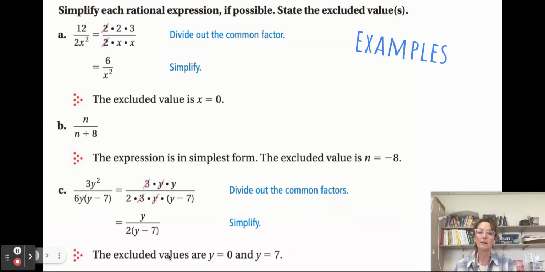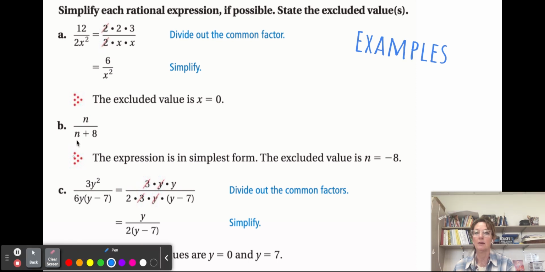Okay, so the example from the textbook, they're saying to break it up. I probably won't show my examples like this. I would say, oh, that goes into 12. When you divide them both by 2, then there's no x's in the numerator. So that's how you get your 6 in the numerator and your x squared in the denominator here. And then, of course, tell what your excluded value is, and it's 0.